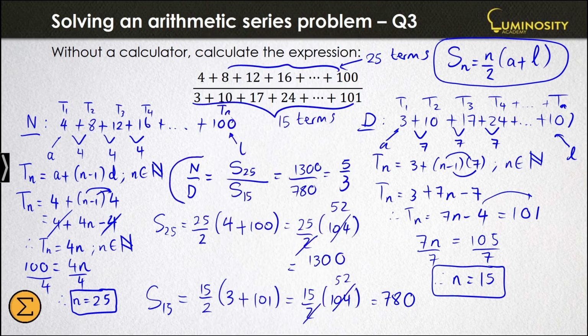So that whole long sum, 4 plus 8 plus 12 plus 16 all the way to plus 100, all divided by 3 plus 10 plus 17 plus 24 all the way to the last term, 101. Do each part separately, the numerator and denominator, as you should always do whenever you're dealing with any type of fraction. You look at the numerator on its own first and simplify it. You look at the denominator on its own and simplify it. Then you do the division. And in this case, at the end result, we have 5 over 3, which is our final solution.